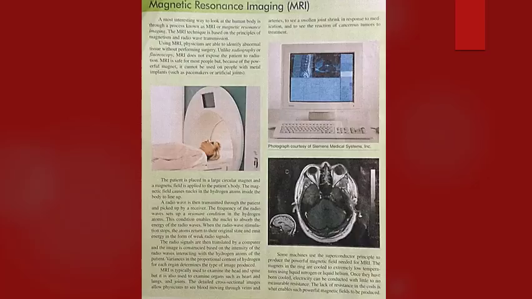The radio signals are then translated by a computer, and the image is constructed based on the intensity of the radio waves interacting with the hydrogen atoms of the patient. Variances in the proportional content of the hydrogen for each organ determines the type of image produced. MRI is typically used to examine the head and spine, but it is also used to examine organs such as the heart and lungs and joints.